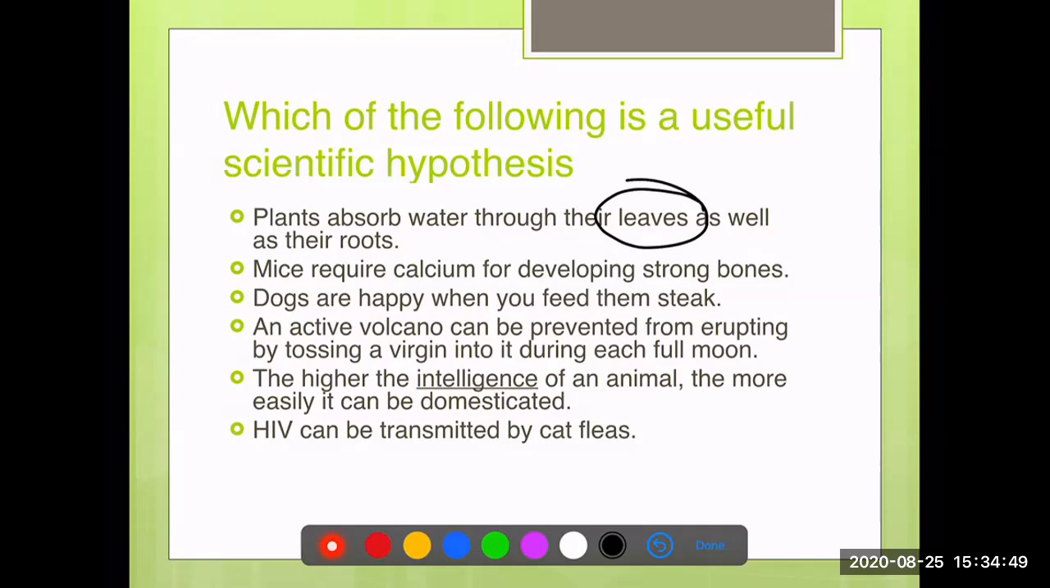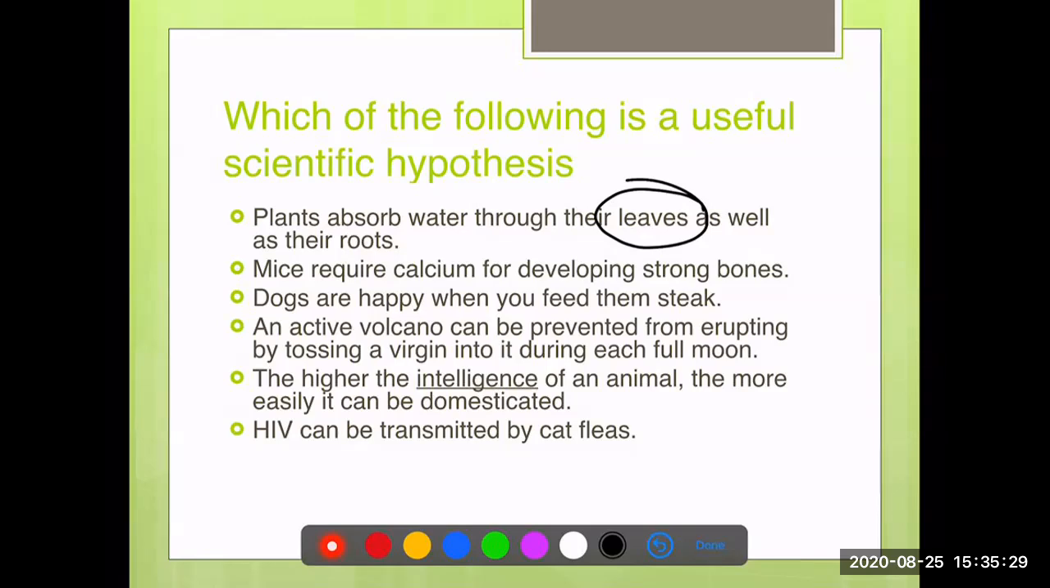An active volcano can be prevented from erupting by tossing a virgin into it during each full moon. I know what you're thinking. This is horrible, but you're laughing. Okay, I get it, it's silly. And there is no ethics panel on any academic institution that's going to approve this experiment, right? Academic institutions have an ethics panel that take a look at your proposed animal study. This qualifies as an animal study. And yeah, nobody's going to say, let's go ahead with this study. But as far as a hypothesis goes, it's a statement, it's testable, and it's falsifiable.